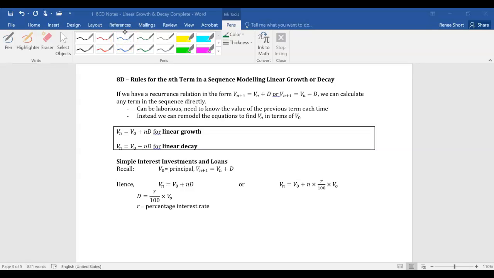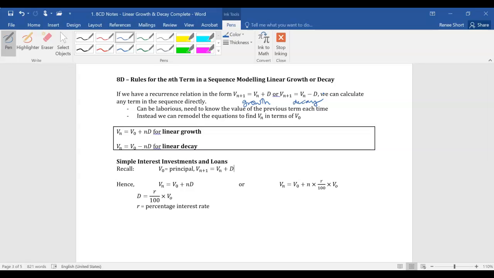So this video is going to look at 8D, creating rules for the nth term in a sequence modeling linear growth or decay. It's going to build on the 8C stuff. So if we've got a recurrence relation in the form of Vn+1 = Vn + D, remember this was our linear growth, or Vn+1 = Vn − D, which is decay, those rules allow us to calculate any term in a sequence directly.